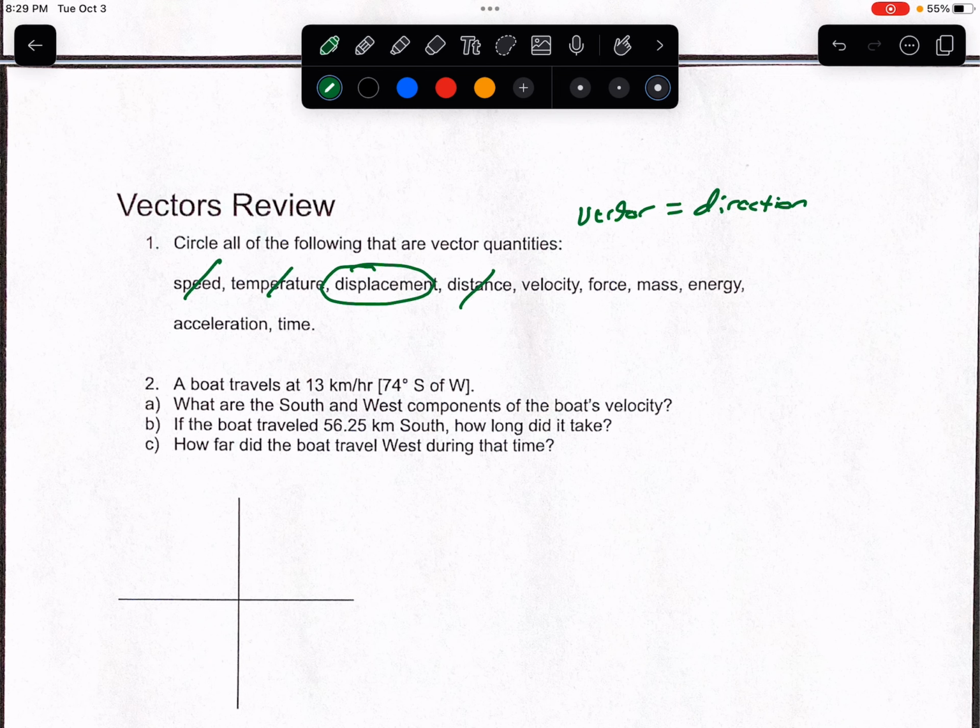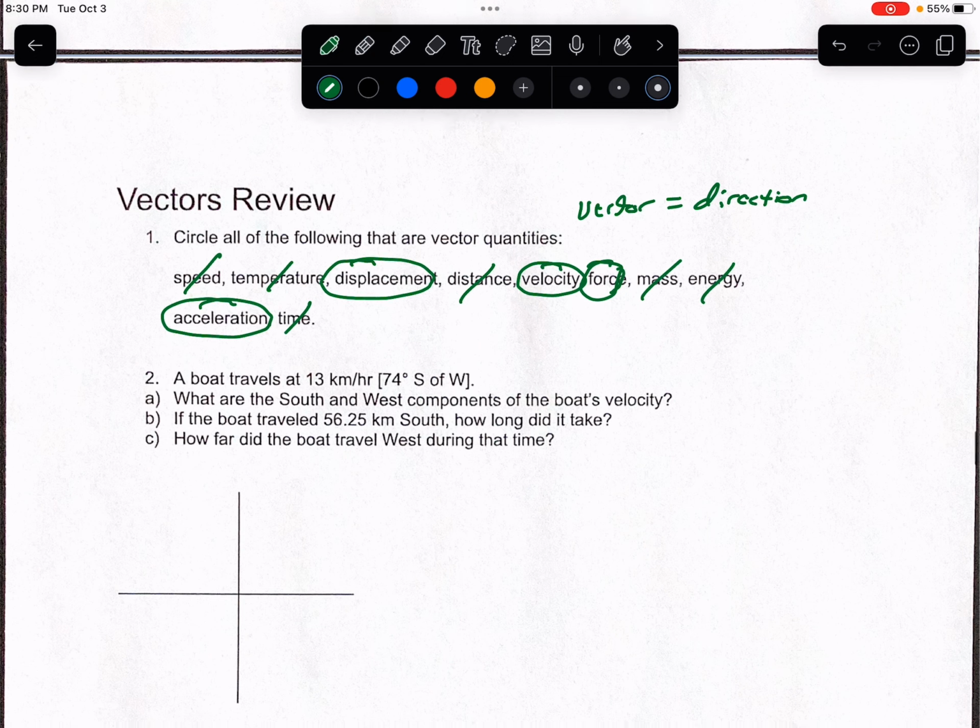Velocity, since velocity uses displacement over time, has to be a vector. Force, which we'll cover more later on, is directional, meaning you can have a positive force, you can have a negative force, so that is a vector as well. Mass doesn't have a direction, so no go. Energy doesn't have a direction, it's just energy. Acceleration can be positive, it can be negative, so think about gravity there. So that is a vector. Time doesn't need direction. So the big thing is knowing that a vector is something that has direction.